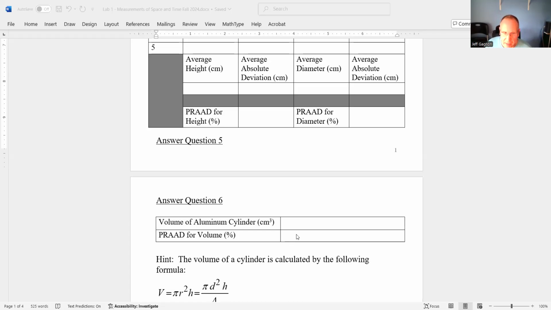So again, to calculate the prad for volume here, it's going to be the prad for diameter. So you're going to take this value, add another one, because you have to add it twice, plus the prad for height. So this plus another one plus the prad for height, that would be the prad for volume.